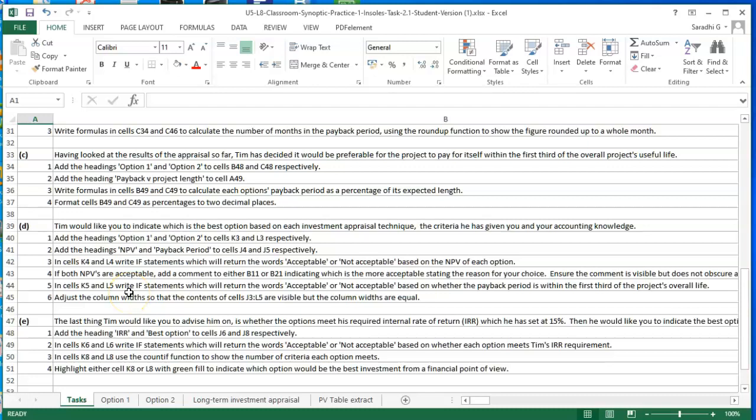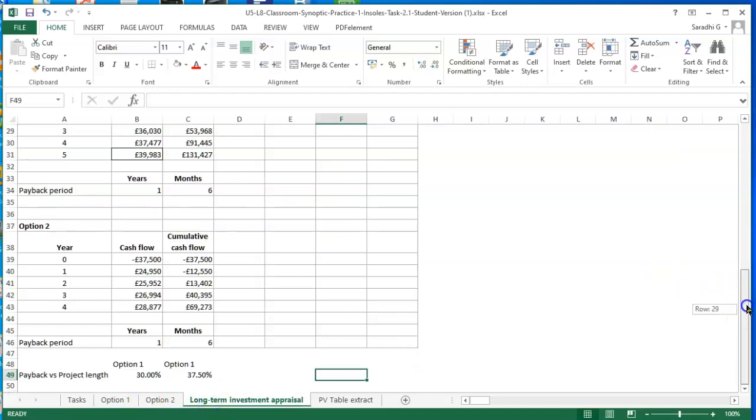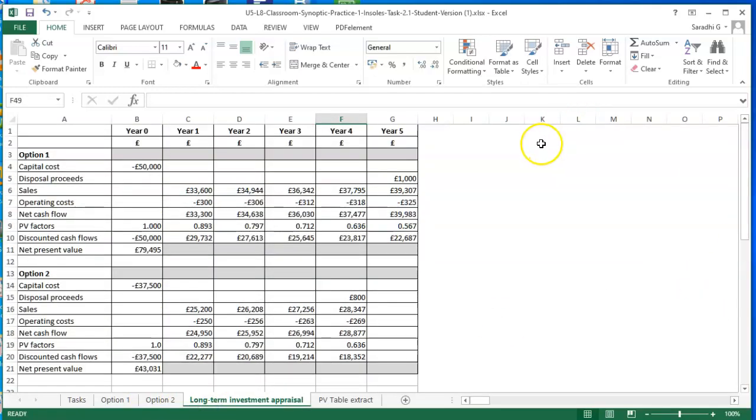They want you to go to K3 and L3 to see which project is acceptable and which project is not acceptable. I'm not reading all the questions step by step, but I'm just showing you what we need to do. So for option 1 and option 2, they want you to do it in K3.